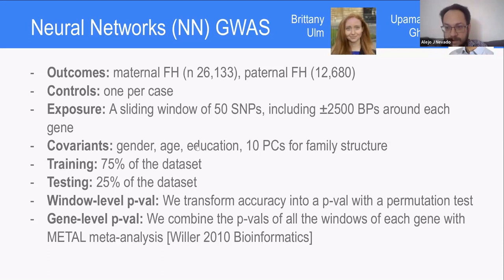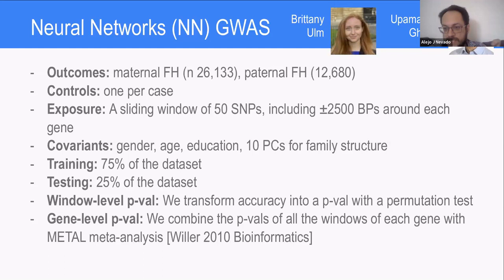Now, one of the challenges to solve is that a neural network is not going to give you a p-value and a beta value, like in a linear model. It is actually going to give you a level of accuracy, namely how accurate the neural network is at predicting the outcome given this input of 50 single nucleotide polymorphisms.